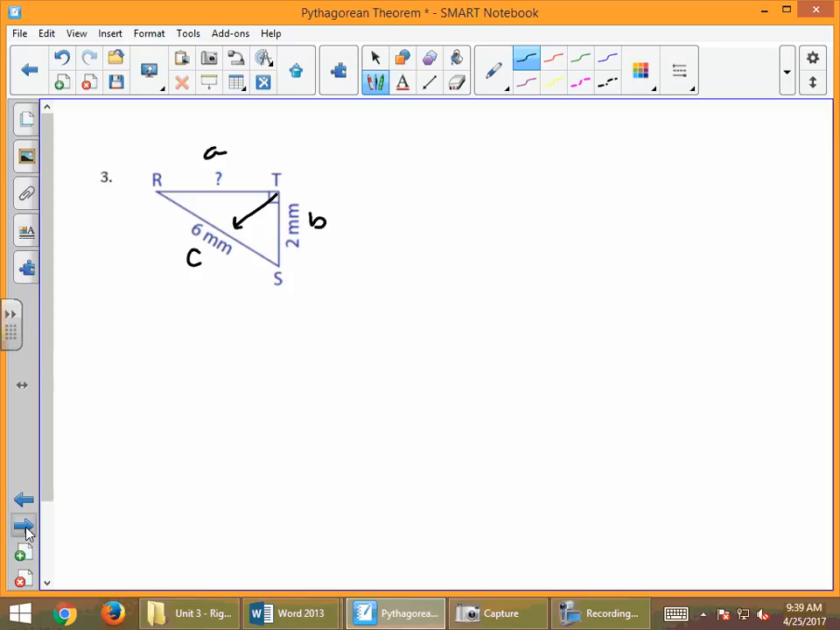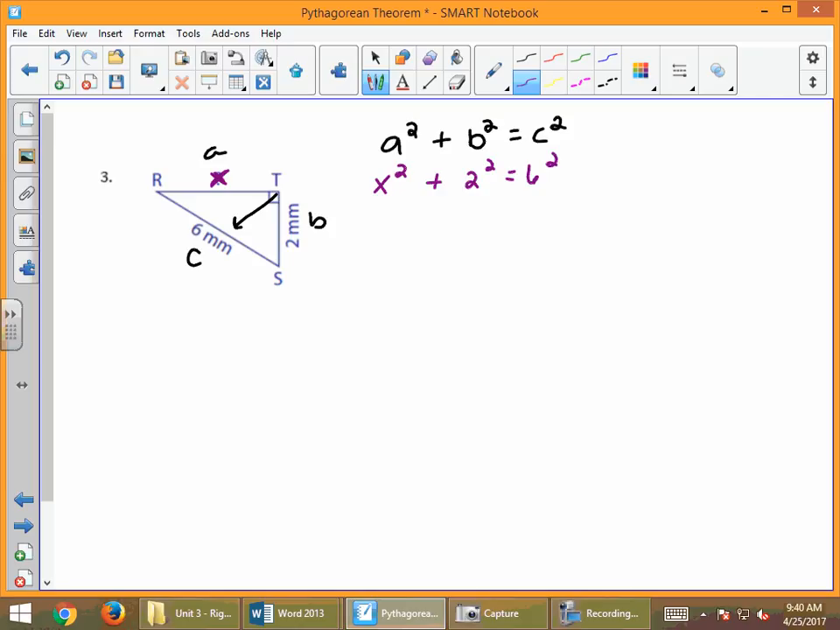And again, this is written at the top of your paper, but I'm going to rewrite it. Well, that was weird. That's not working. So I'm going to rewrite it: A squared plus B squared equals C squared. Plug those values in that you labeled into the right spot. So it will look like this. And again, I'm going to mark my question mark with X. So X squared plus 2 squared equals 6 squared.